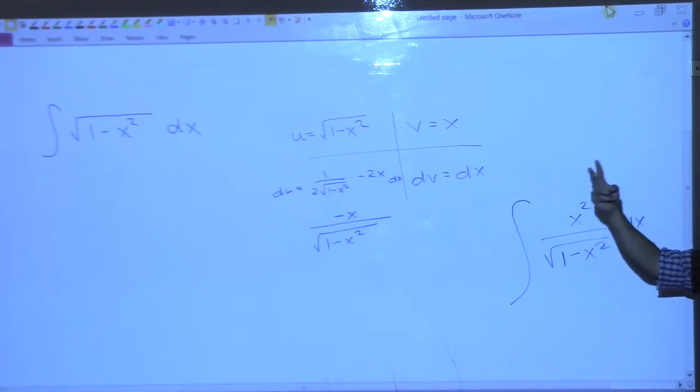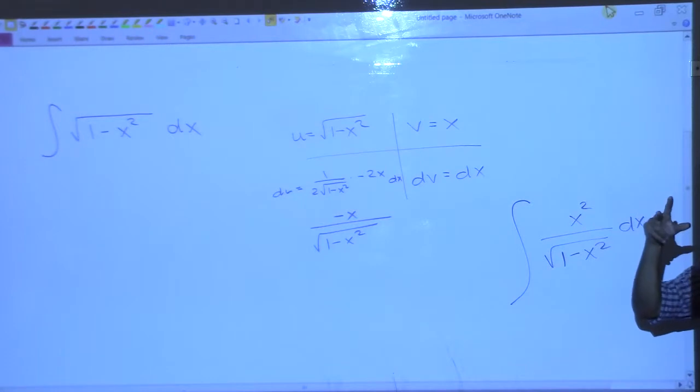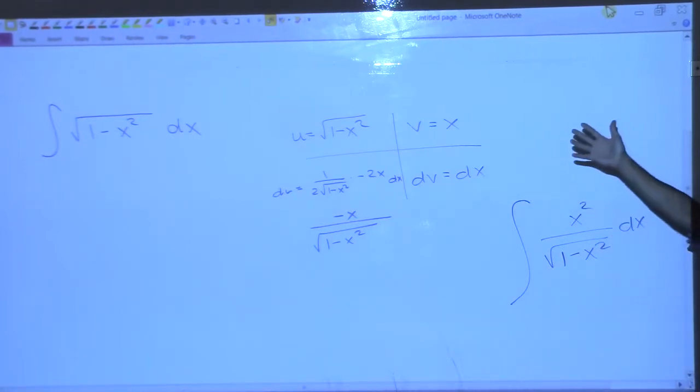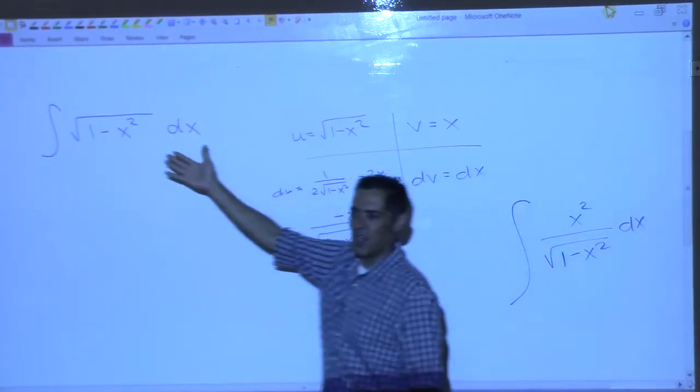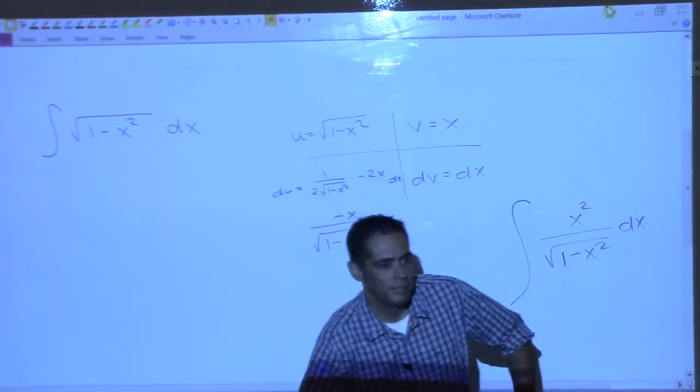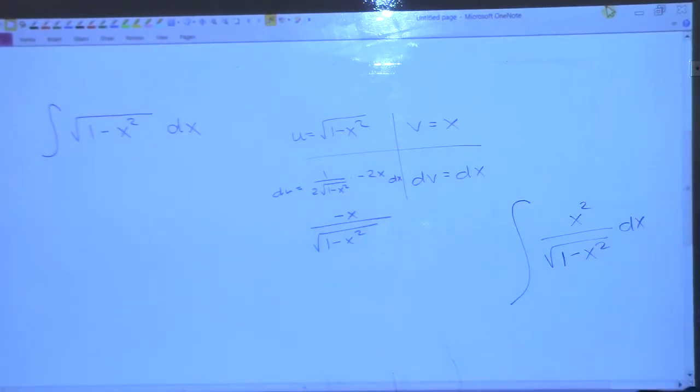So no basic u sub, no integration by parts. What else do we have? Oh, well, we can do sine, cosine, tangent, secant, right? We can do that stuff. But this doesn't have any sine, cosine, tangent, secants, right? So we are stuck. Yes? We are stuck.